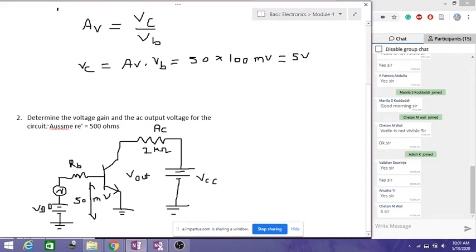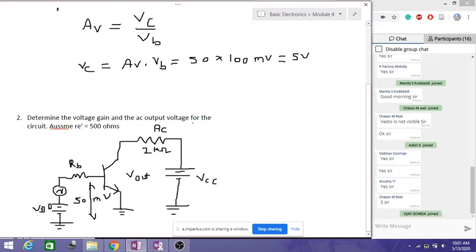So the second example here is given. Determine the voltage gain and the AC output voltage for the circuit. So here, we have to assume that.